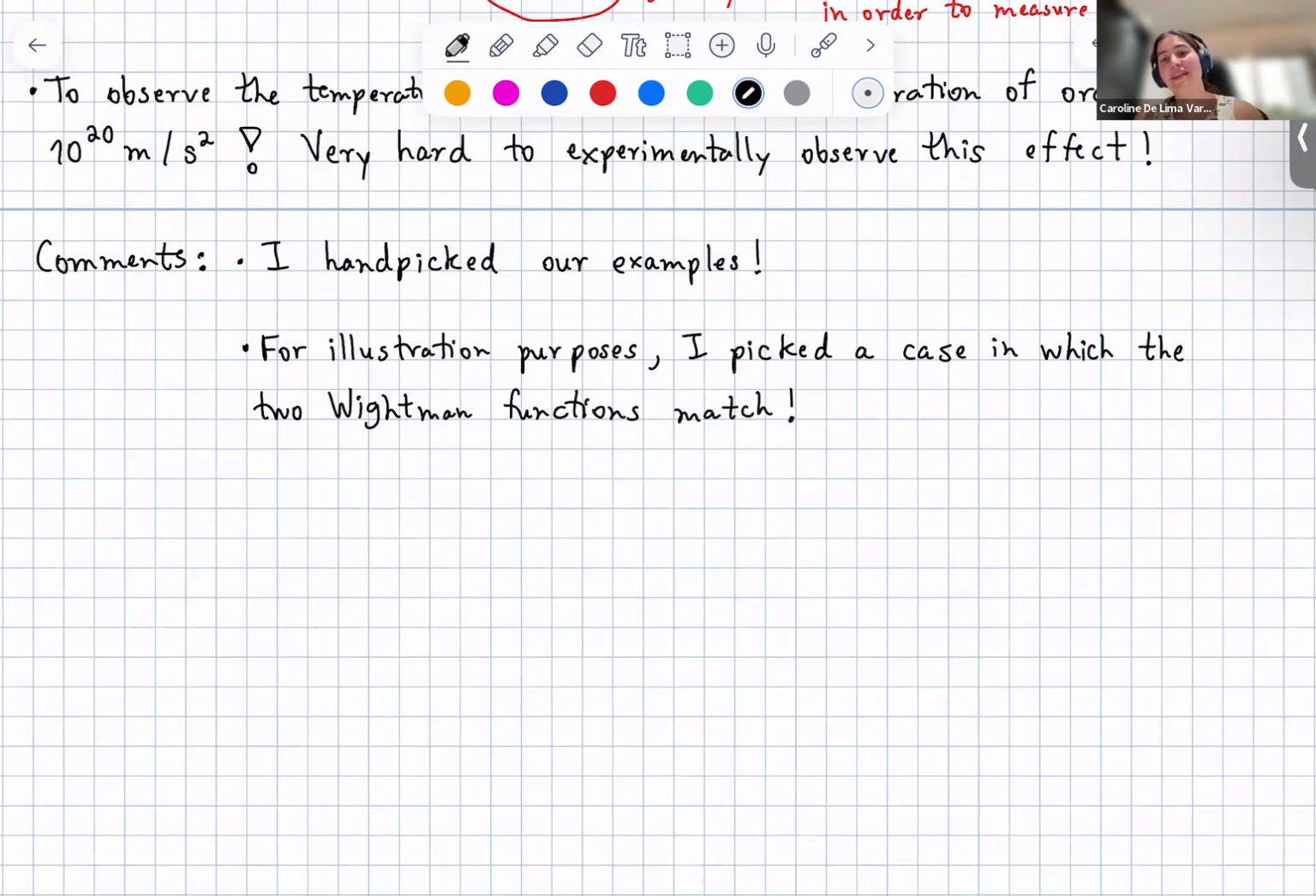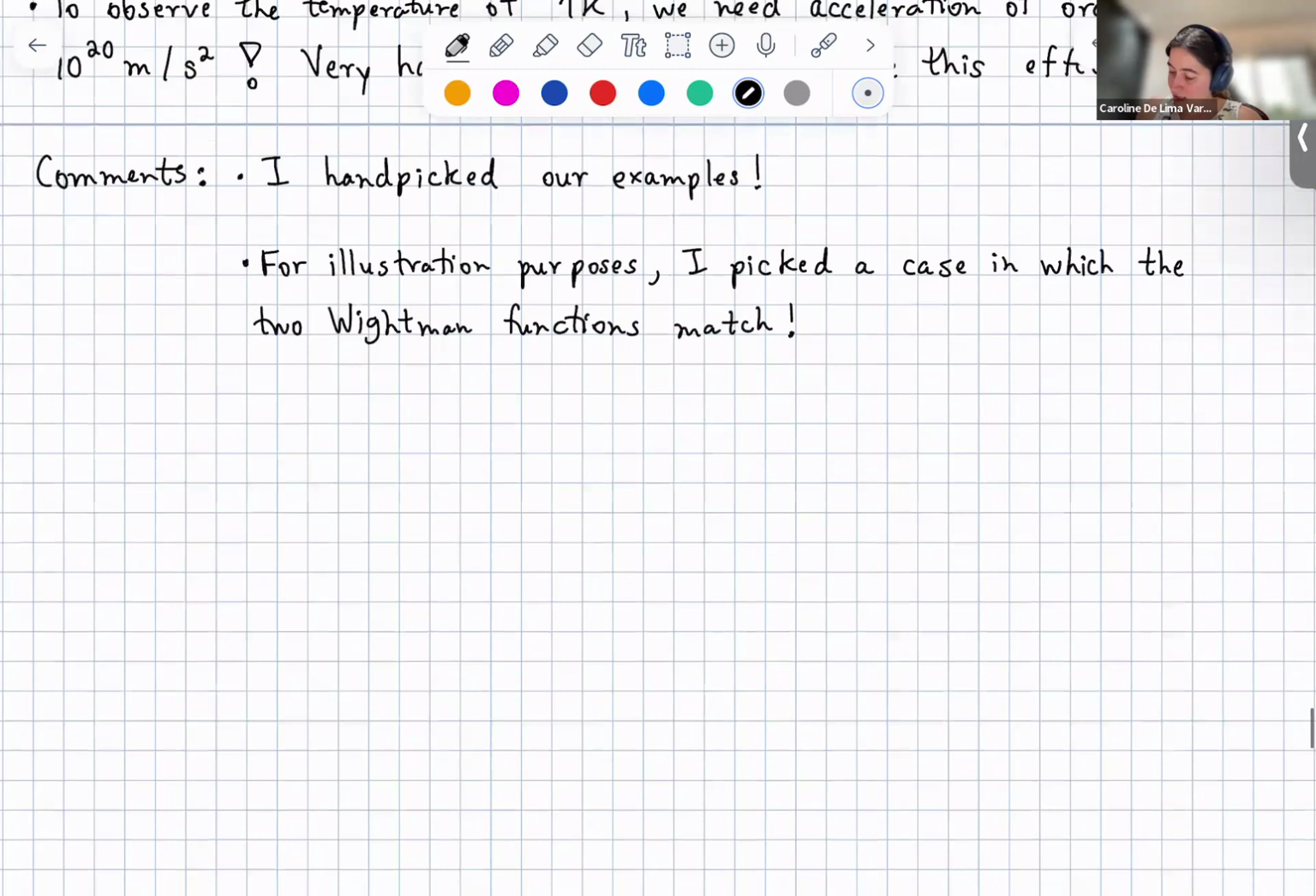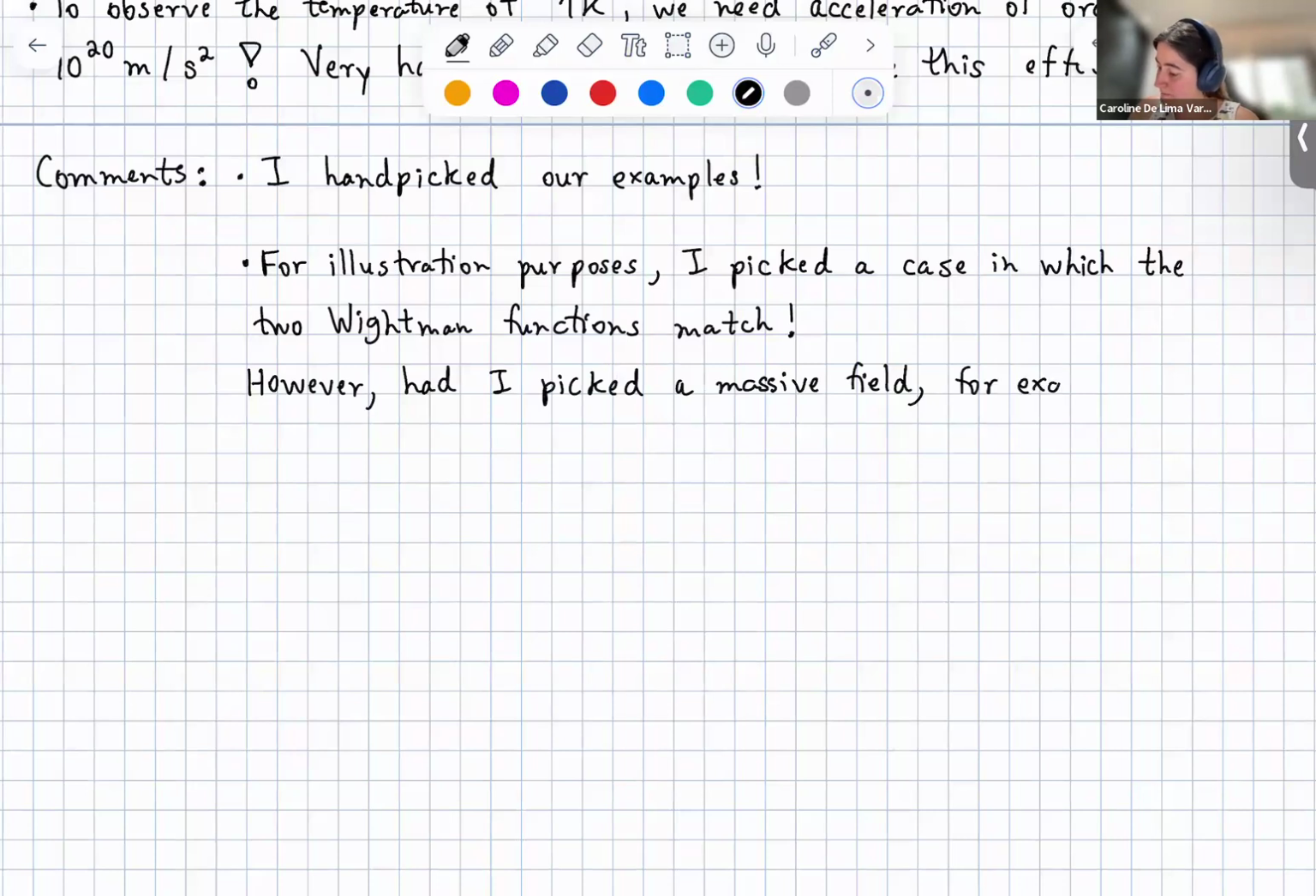Now, I didn't do that to mislead you guys, but because I find it beautiful to see that at least once, right? Just to be able to believe it a little bit more. However, if instead of the massless case, I picked the massive case, this wouldn't be true. So, had I picked a massive field, for example, this would not be true.